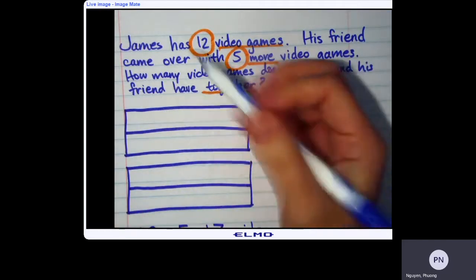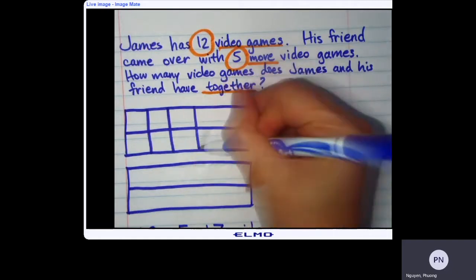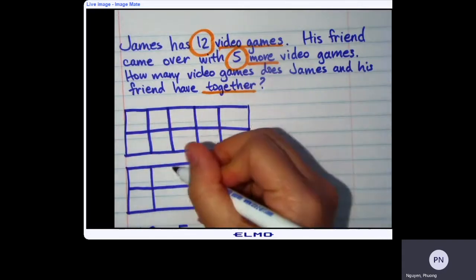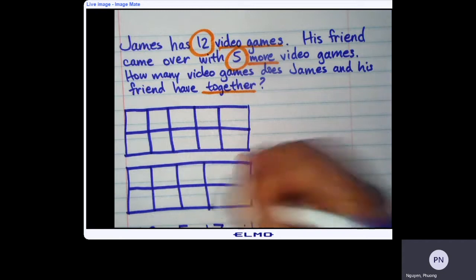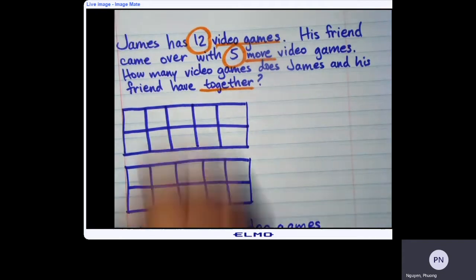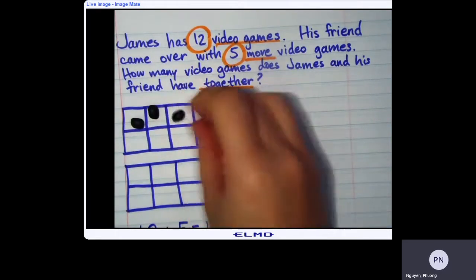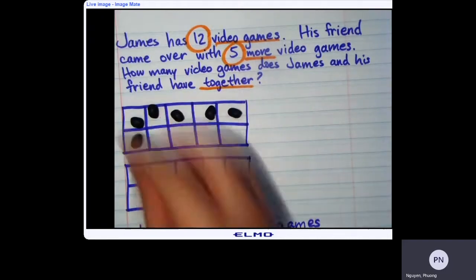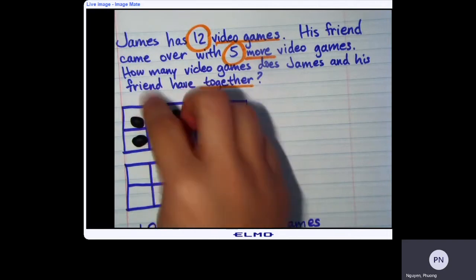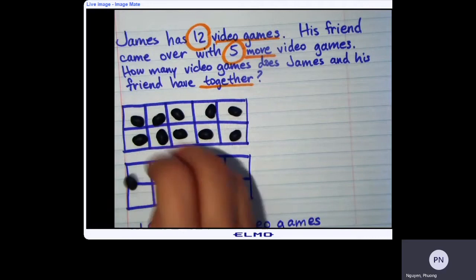And I need 5 on top, 5 on bottom, so there. 1, 2, 3, 4, 5. And the same thing down here. And I'm going to put the beans again. 1, 2, oops. And you can use whatever objects you have at home. If you have little erasers, if you have any of the squares that we sent home, you can use those too. You can draw your 10 frame larger if you want.